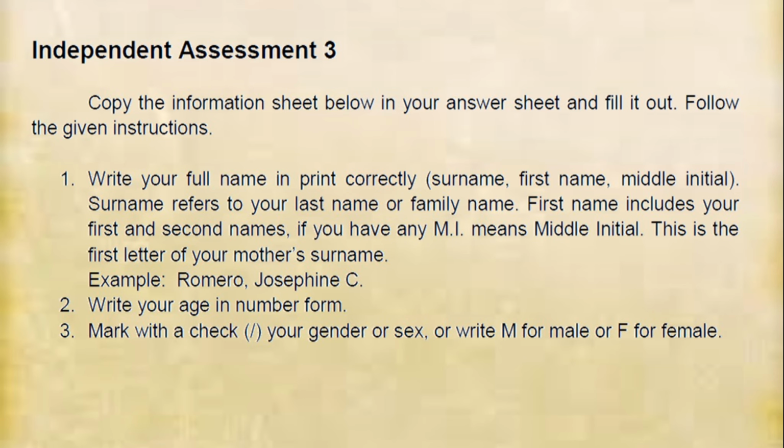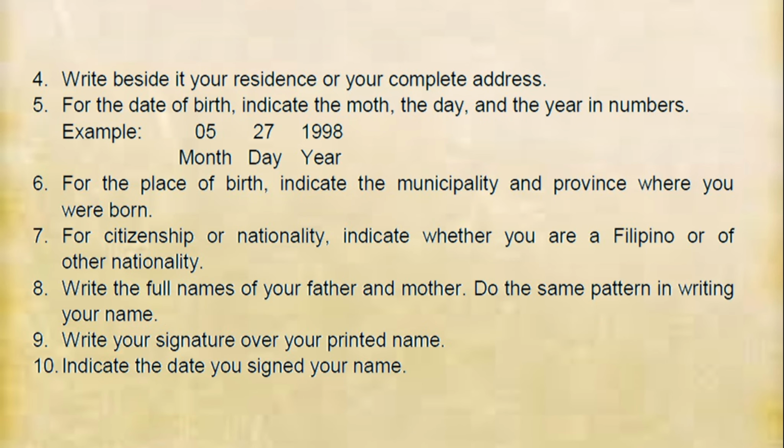2. Write your age in number form. 3. Mark with a check your gender or sex, or write M for male or F for female. 4. Write beside it your residence or your complete address. 5. For the date of birth, indicate the month, the day, and the year in numbers. Example, 05 month, 27 day, 1998 year.